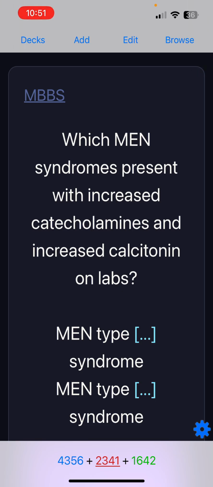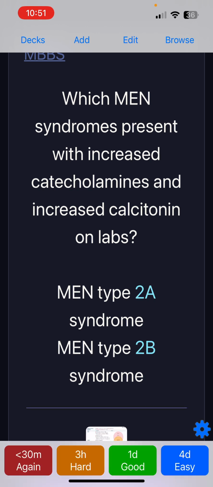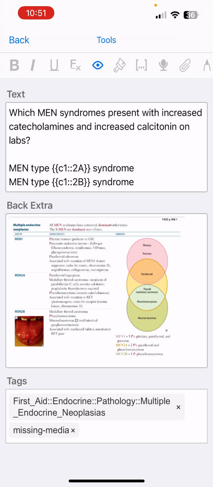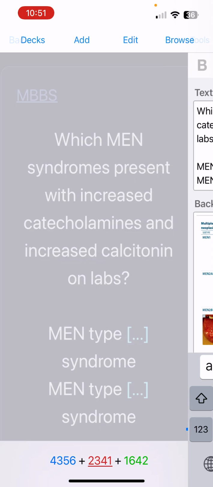It's crazy. Which MEN syndromes present with increased catecholamines and increased type 2A and 2B? Okay. I mean, I got it correct, so I'm not even going to change it.